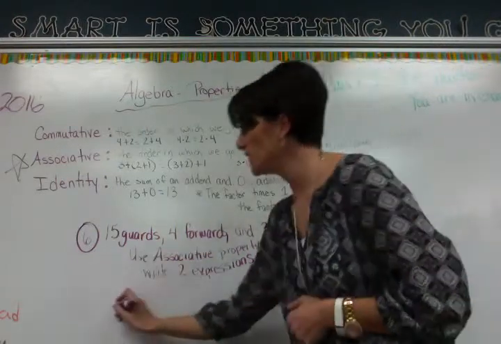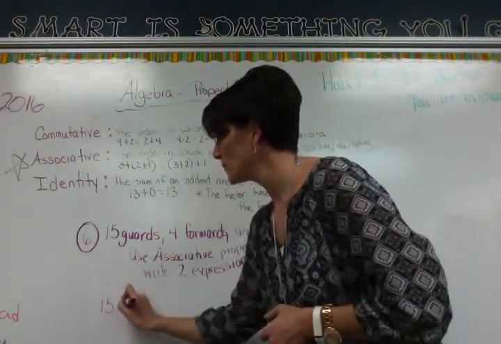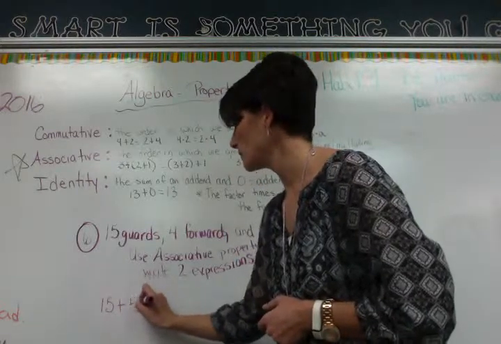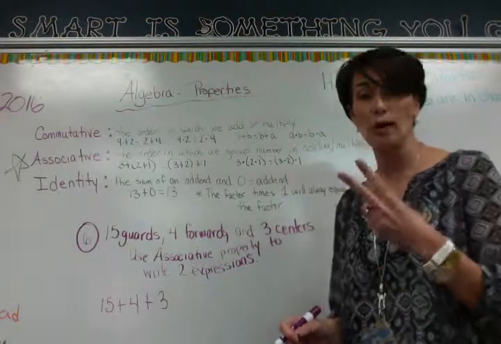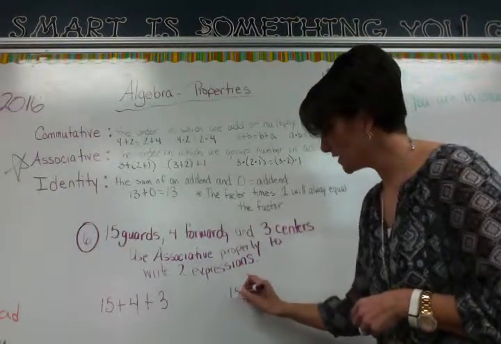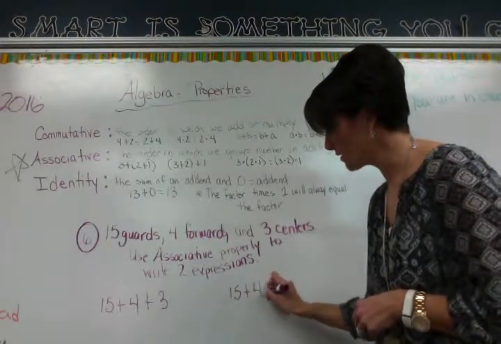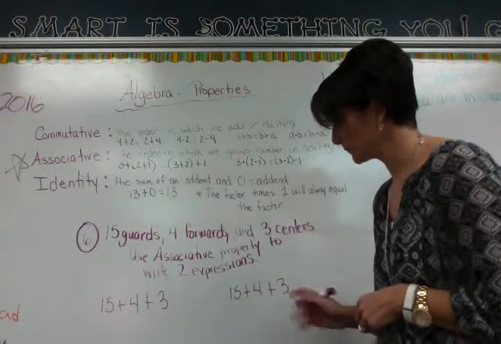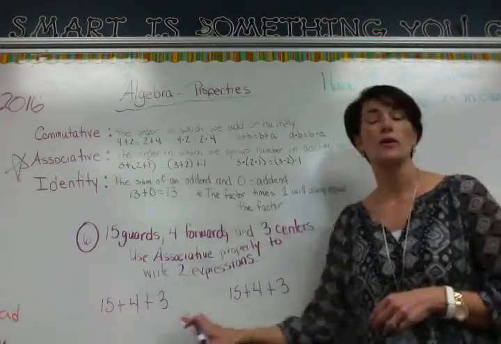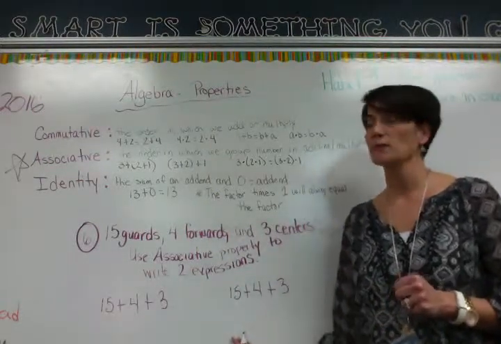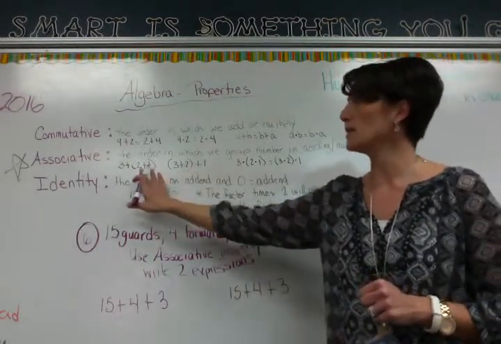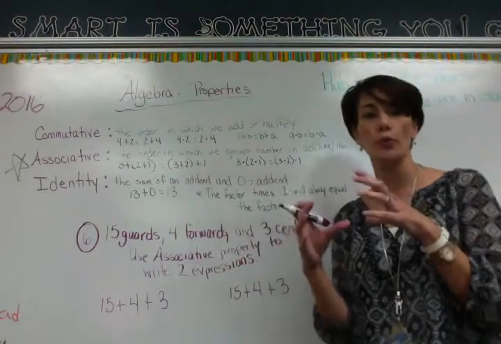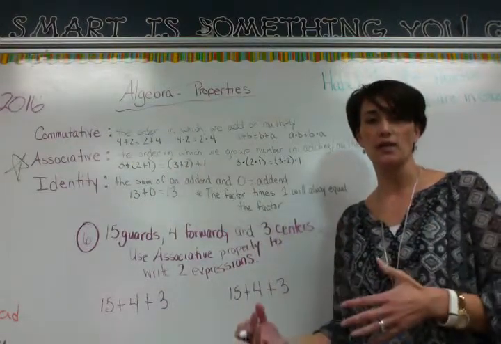I'm going to add 15 plus 4 plus 3. I'm going to write that twice. 15 plus 4 plus 3. All right, so I know I have to solve these 2 problems, but I have to use the associative property. So I'm looking back up here, and it's basically showing that I need to group numbers differently in each problem.